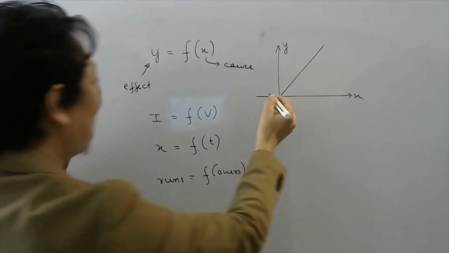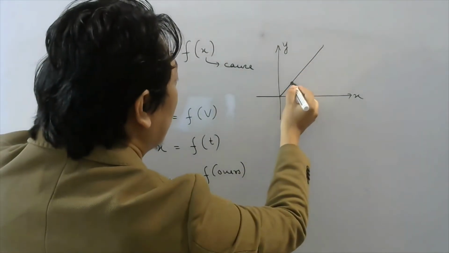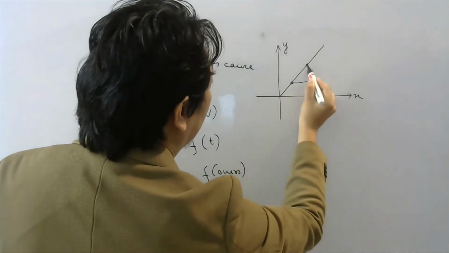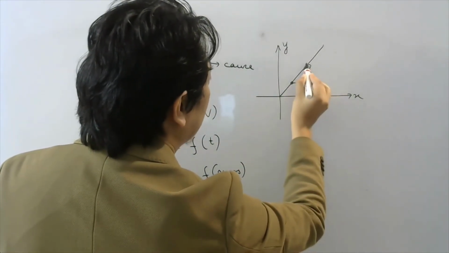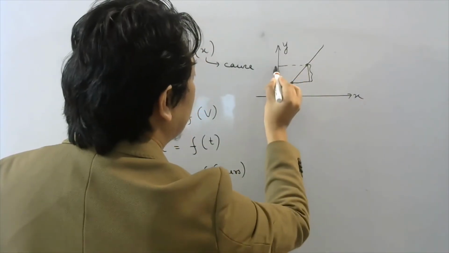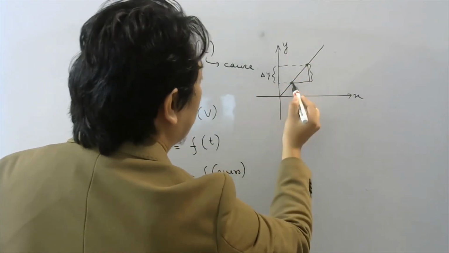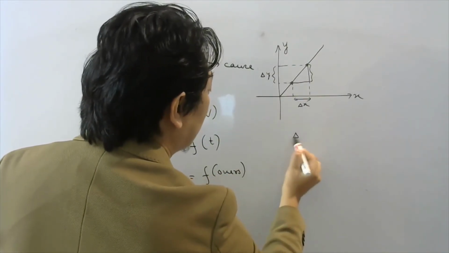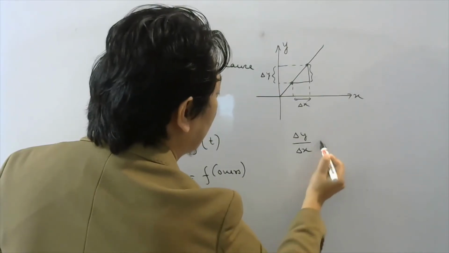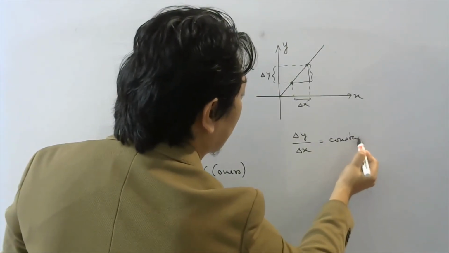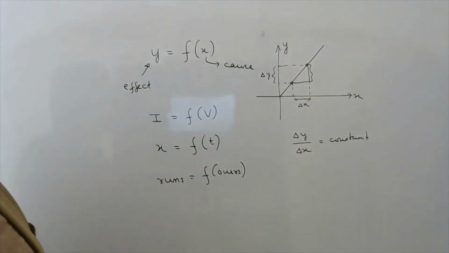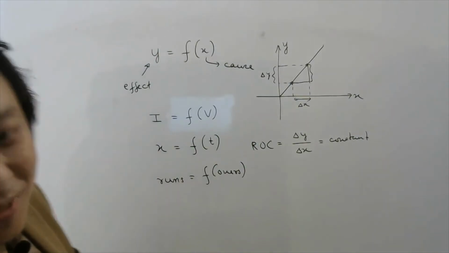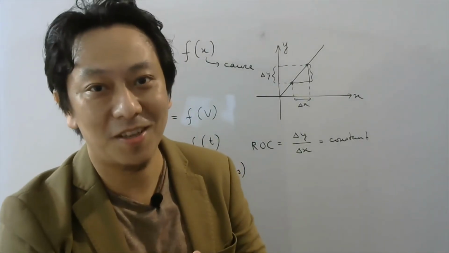And that is because if the graph is a straight line, you can take any 2 points and you will find that the ratio of the change in y, which is delta y, by the change in x, delta x, remains constant if the graph is a straight line. So if your rate of change is constant, then you really don't need differentiation.